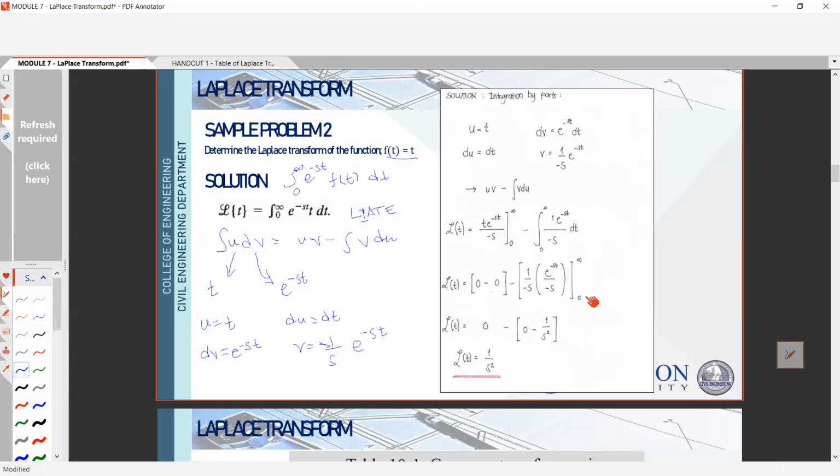So next, substitute natin yung 0 dito sa t. Therefore, e raised to 0. Any number raised to 0 is 1. Therefore, 1 multiplied by 1 over negative s times 1 over negative s is 1 over s squared. Okay, so ito.